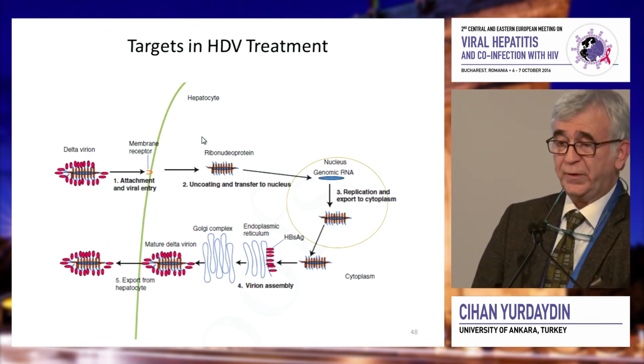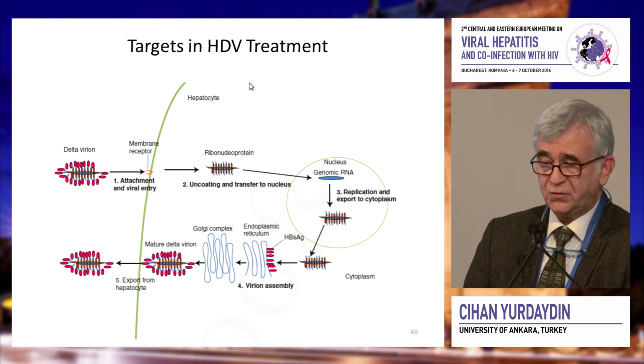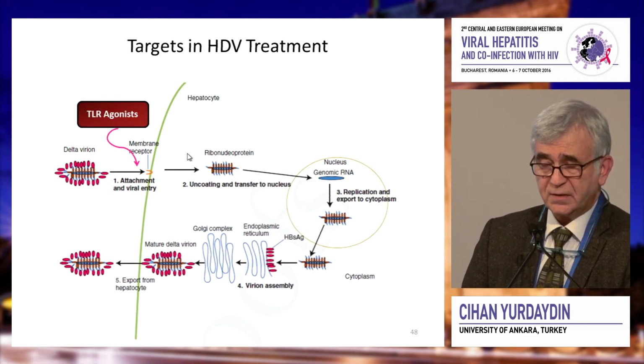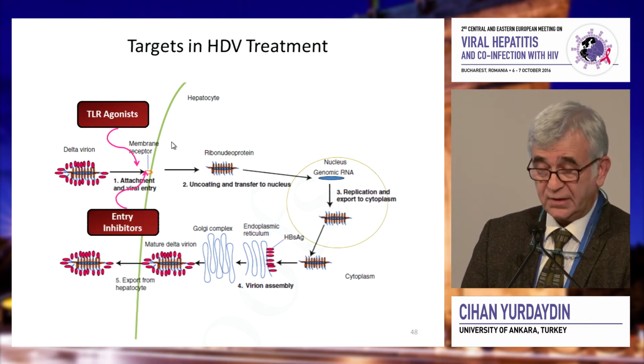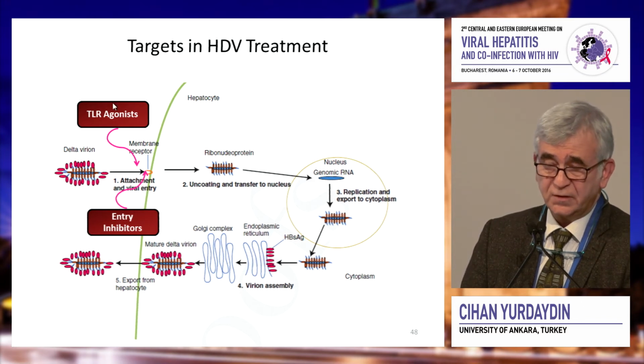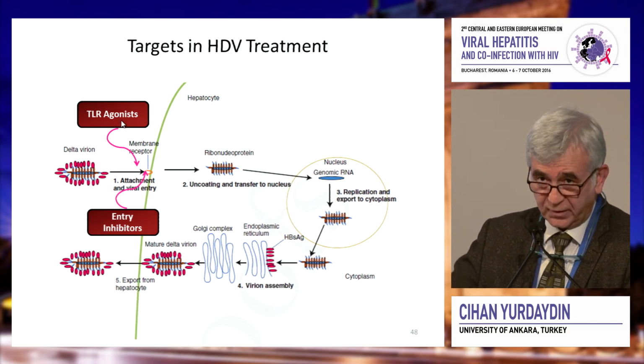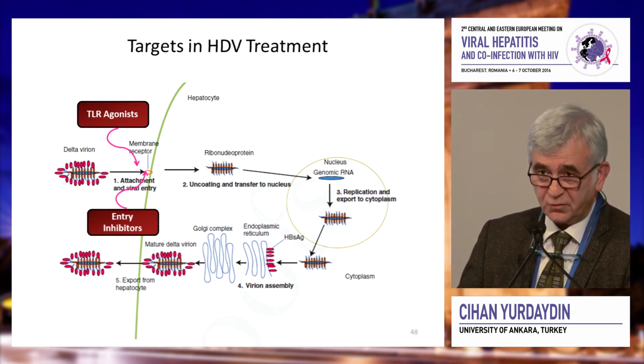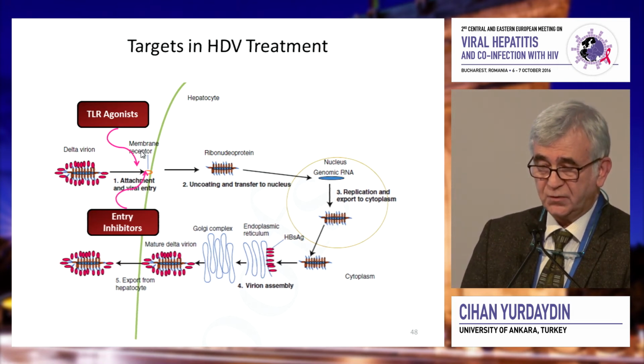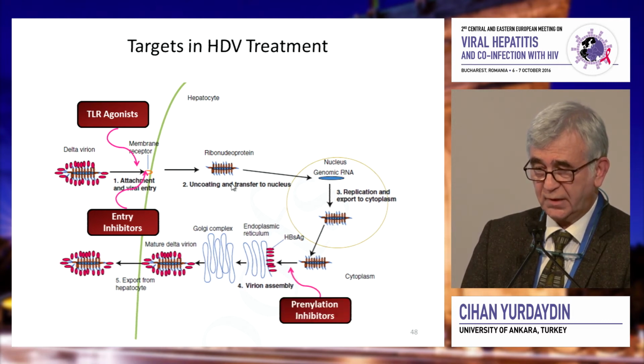Now, new treatment. What are the new targets for HDV treatment? One is at the entry level, where we have entry inhibitors, and you may consider toll-like receptor agonists, where the innate immune response starts to be triggered, also at the beginning of the HDV life cycle, as targets for delta hepatitis treatment. Another target is prenylation inhibitors.